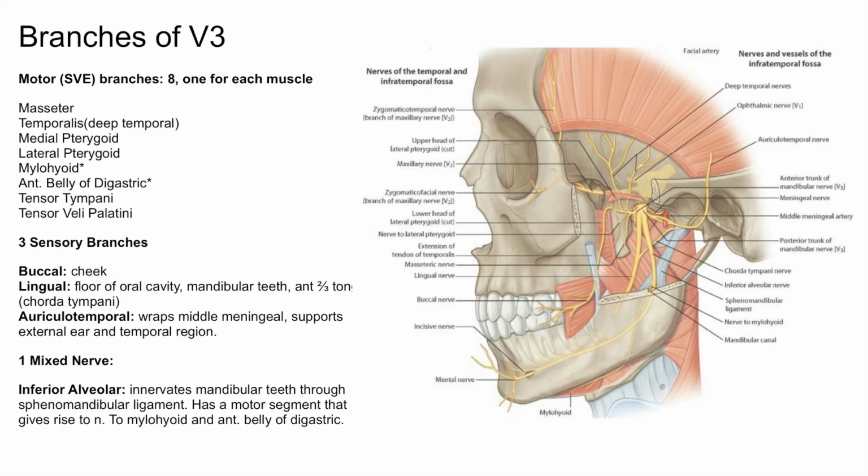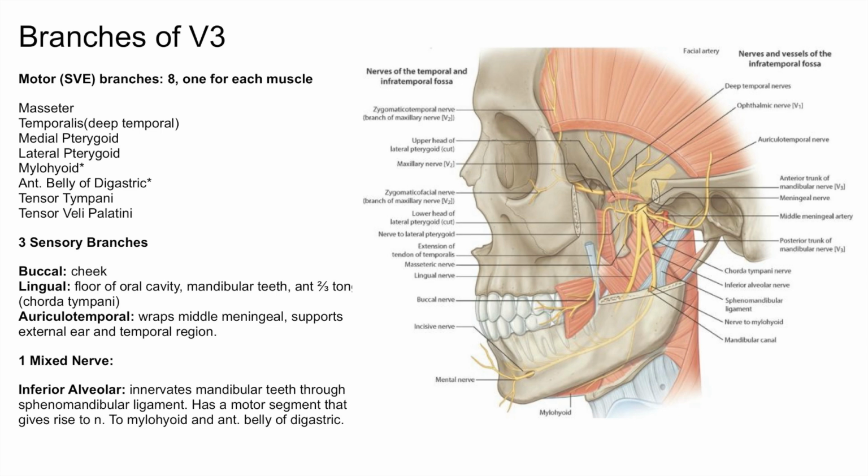All right, so this is the slide where V3 actually becomes clinically usable instead of just a concept. So think of it as organized into 3 buckets again. We have our motor branches, our sensory branches, and the one important mixed nerve. So starting with the motor, these are SVE, special visceral efferent, which again just means they came from those pharyngeal arches. So V3 gives 8 motor branches.